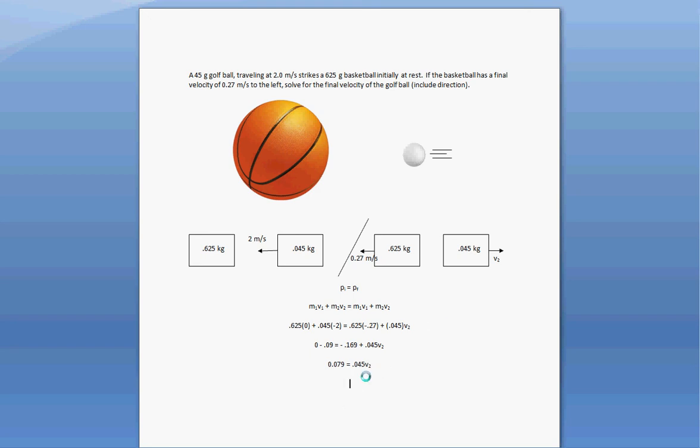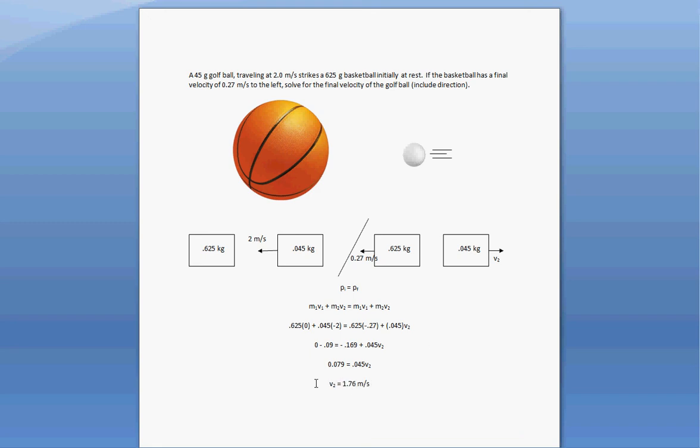So to get v2, you're just going to take this number and divide by that number. So 0.079 divided by 0.045 gives me 1.7 and then 5 repeating, so 1.76 meters per second.